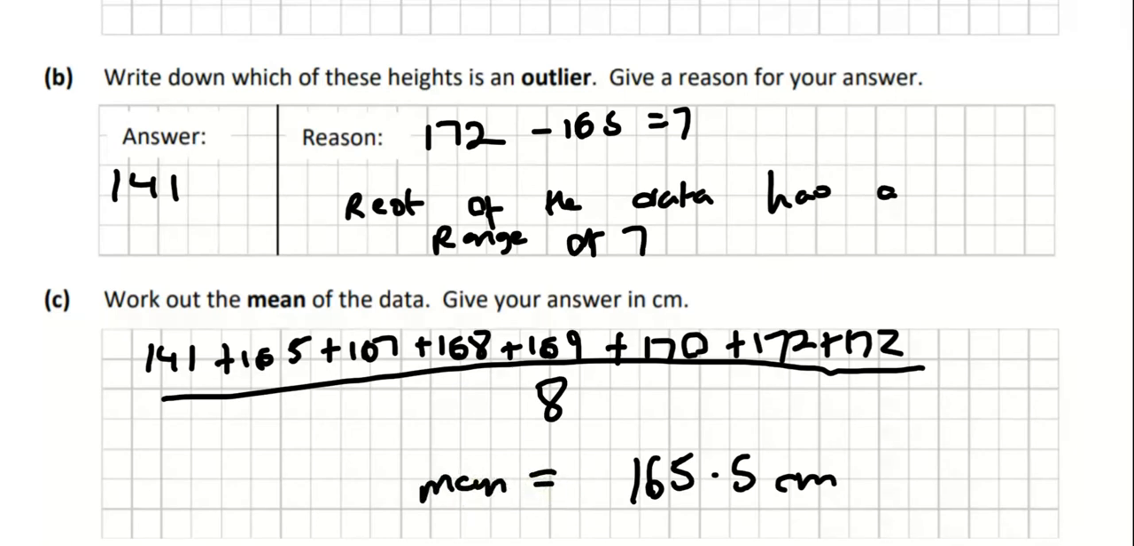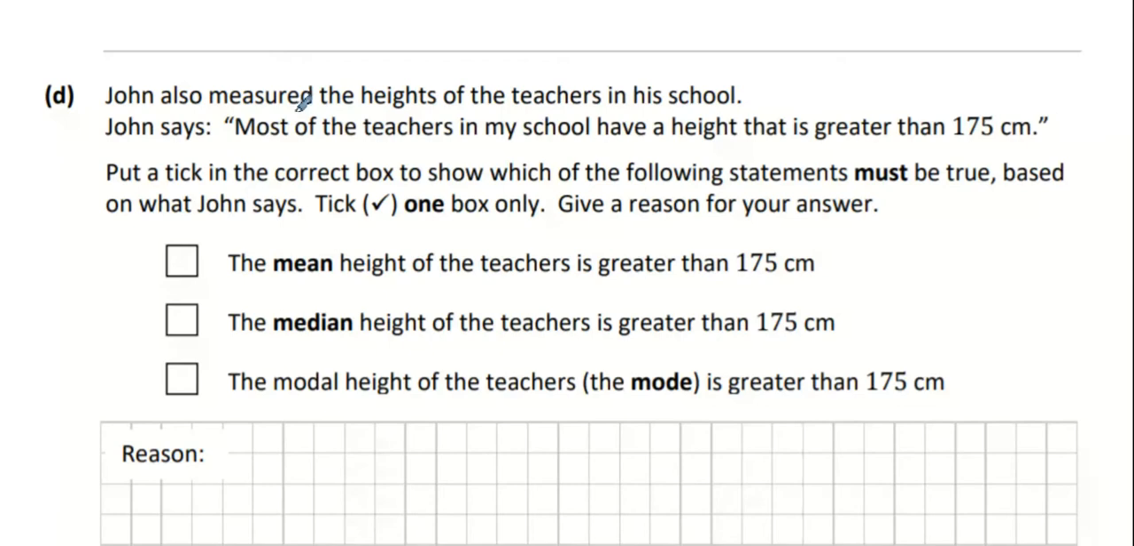Okay, let's move on. D. John measures the heights of the teachers in his school. And what he's basically saying is that most of the teachers in his school have a height greater than 175 centimeters. Put a tick in the correct box to show if each of the following statements must be true based on what John says. The mean of the height of the teachers is greater than 175.